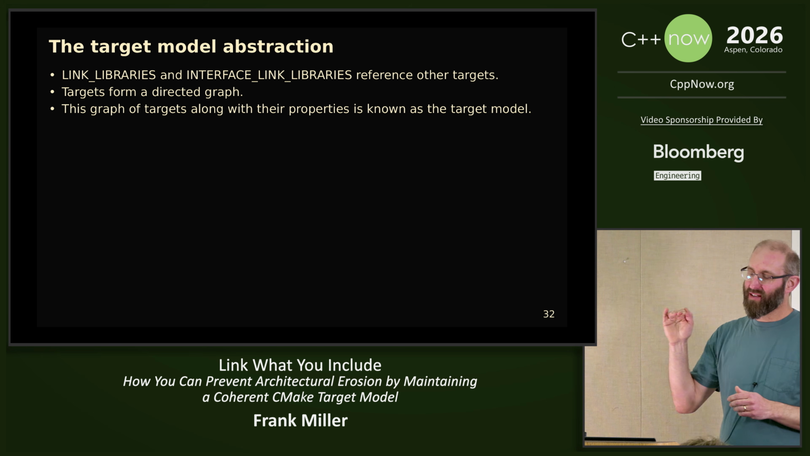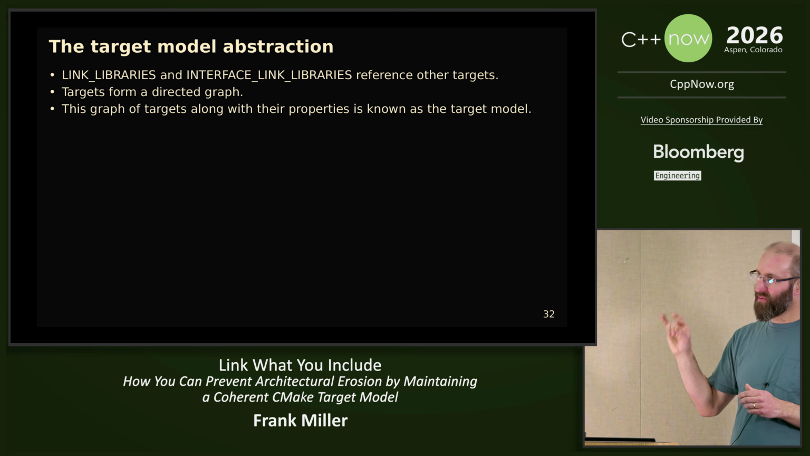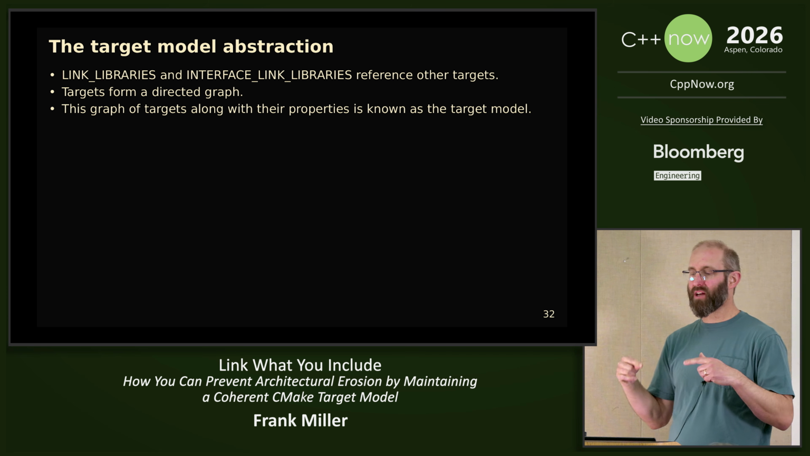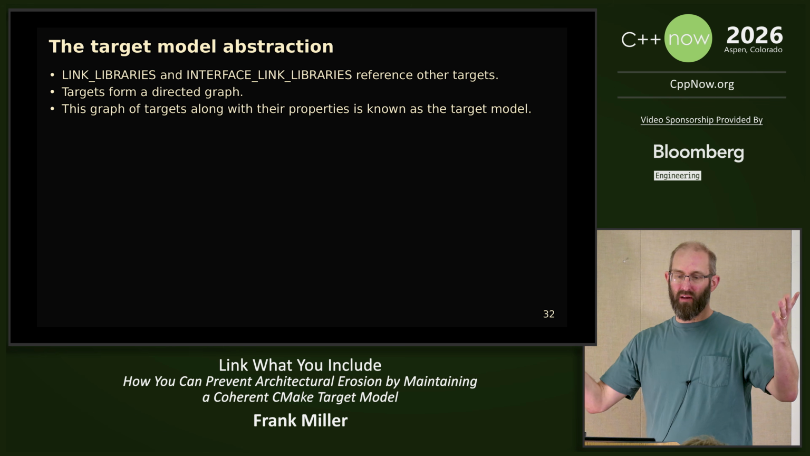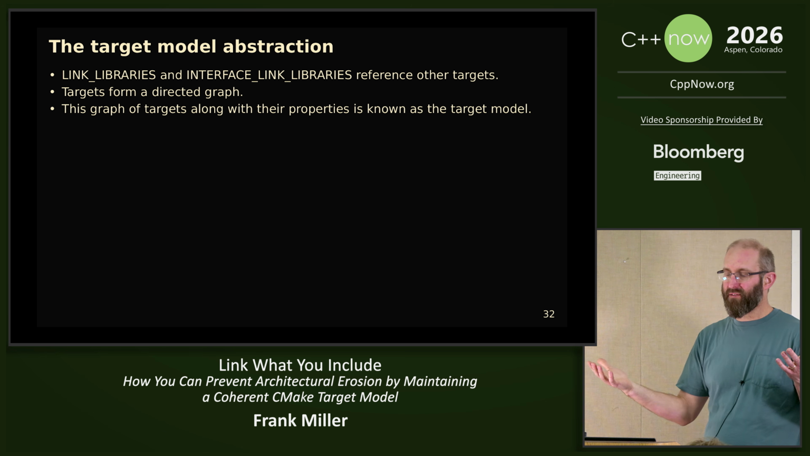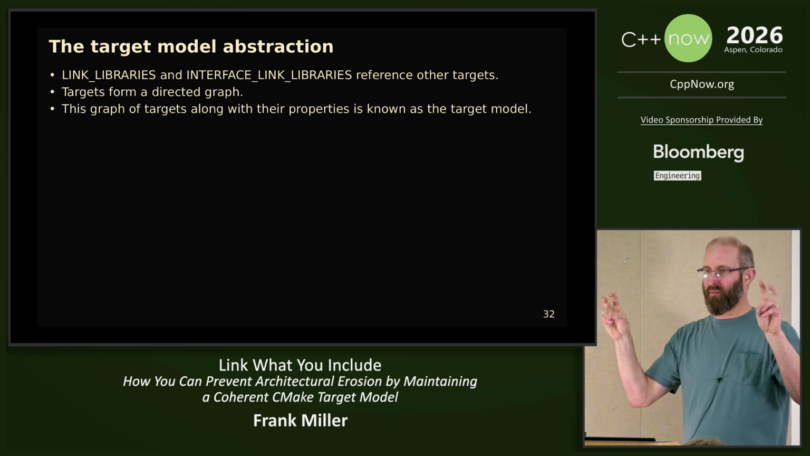So the link libraries and the interface link libraries properties are special because they can reference other targets. And so this makes the targets form a directed graph. And this graph of targets along with their properties is the target model.